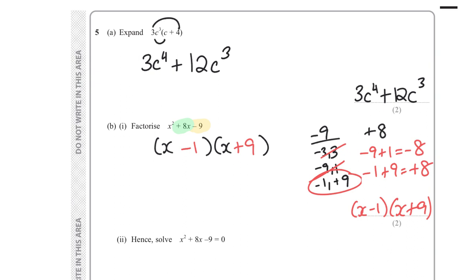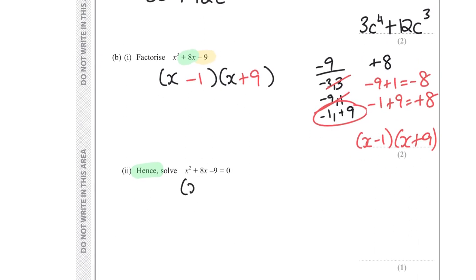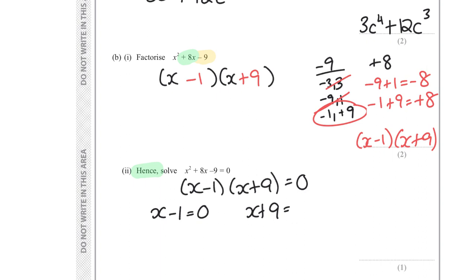For the second part, when the question says hence, they want you to use the previous part to help you solve this. So you have already factorized this and found that it's x minus 1 and x plus 9. Now this equals 0. So what you're going to do is take each bracket and make it equal to 0. And then you're going to solve for x.